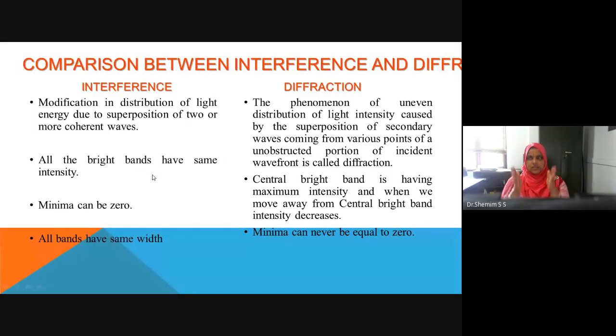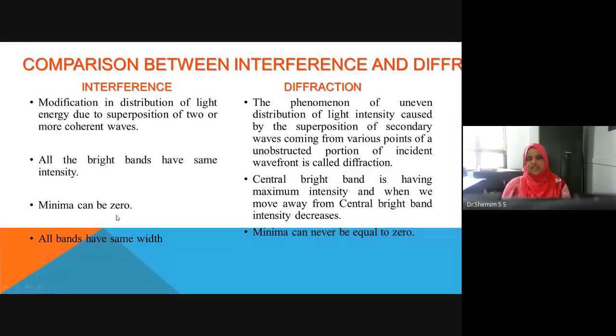Then about the distribution pattern, there are differences. As you have observed, all the bright bands will have the same intensity in interference. You have observed Newton's ring pattern and the pattern of the air wedge, where all the bright bands have the same intensity. But here, the central maximum has the maximum intensity, and on moving away from the central maximum, the light intensity reduces. That is, bright bands are not of equal intensity.